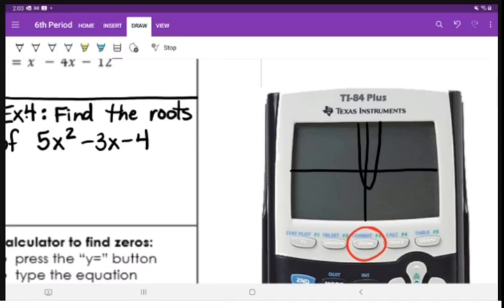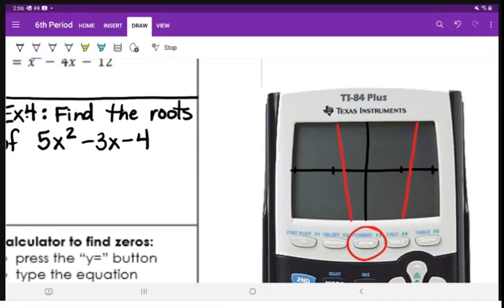That helps us see our roots a little better, right? So now we've zoomed in and it appears that my graph looks something a little bit more like this. Like that. Looking at this, can you estimate what these x values are?